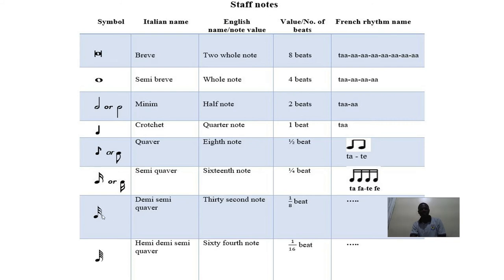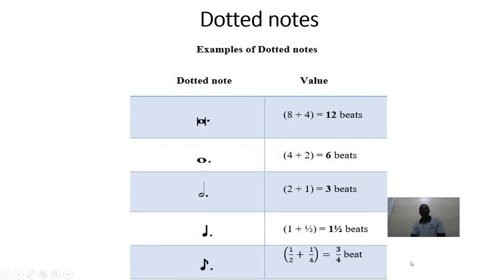Next we have the demi-semi-quaver. It's a 32nd note and it's an eighth of a beat. Then the hemi-demi-semi-quaver, which is the 64th note, and it is a sixteenth of a beat. We have the dotted notes.